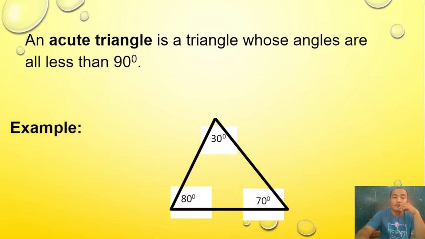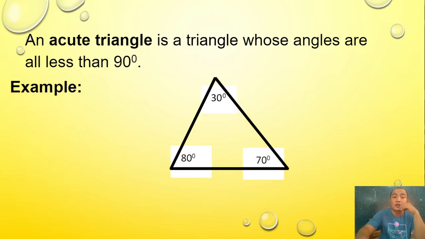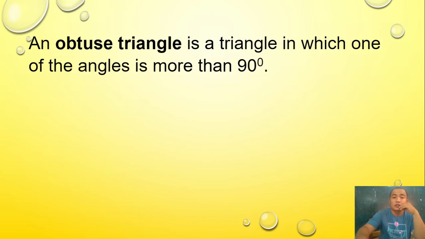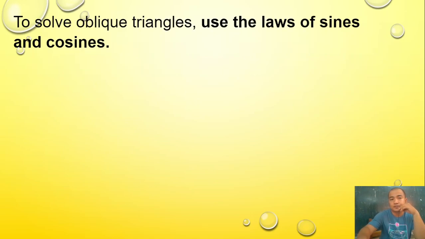What else? 80, 30, 70 degrees. All the angles are acute. An obtuse triangle is a triangle in which one of the angles is more than 90 degrees. Example, 140, 40 or 150, 30. A total of 180 degrees.